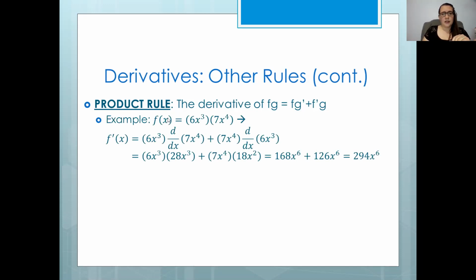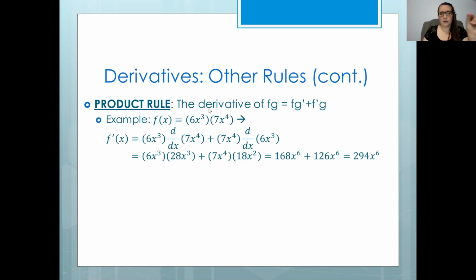So here we go. Here's our function f of x. We can see we have two chunks multiplied together: 6x cubed and 7x to the fourth. We're going to call the first portion f and the second portion g so that it fits the rule here, f times g.